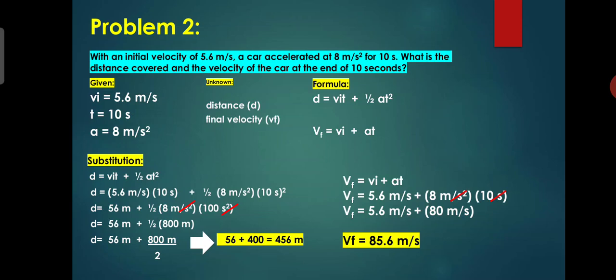Next, we have the final velocity is equal to Vi plus at. Your final velocity is your initial velocity, which is 5.6 meter per second, plus 8 meter per second squared, that is your acceleration, multiplied by the time, which is 10 seconds. So, multiply nyo muna yung 8 meter per second squared to the time, which is 10 seconds. So, cancel niyo yung second, no? Isang second lang yung cancel. So, may matitira pang isa. So, 8 times 10 is equal to 80 meter per second. Ipa-plus nyo yung 5.6 meter per second. So, the answer, final velocity is equal to 85.6 meter per second.